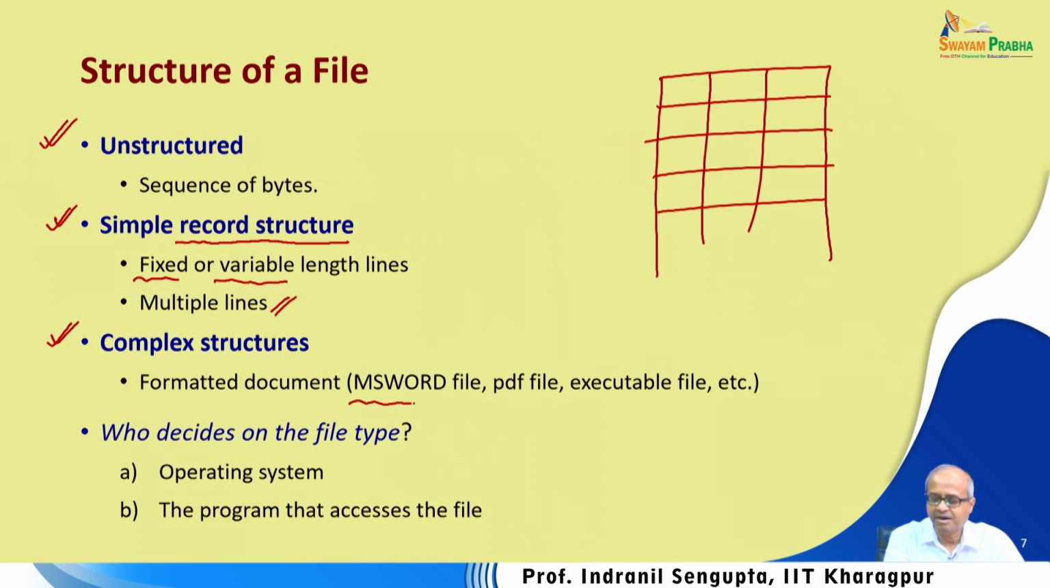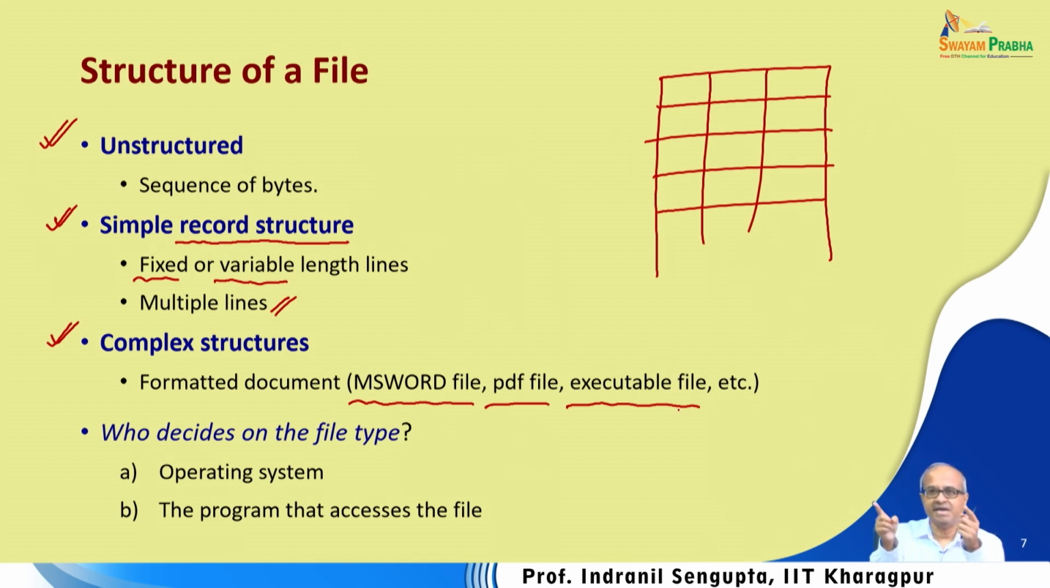Suppose you create a file using Microsoft Word, you create a PDF file, or you compile a C or C++ program and generate an executable file. If you open these files using a text editor, you will find a lot of peculiar symbols coming. Those are non-printable characters. So, this is not a text document, and they are formatted; there are some special characters inserted which have special meaning. So, these complex structures give some meaning to the file.